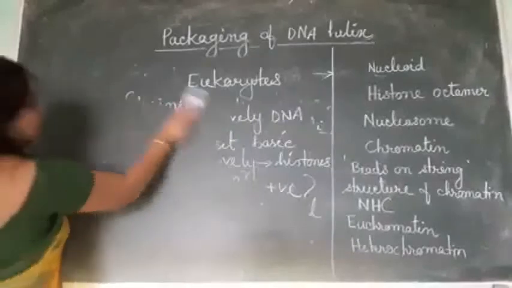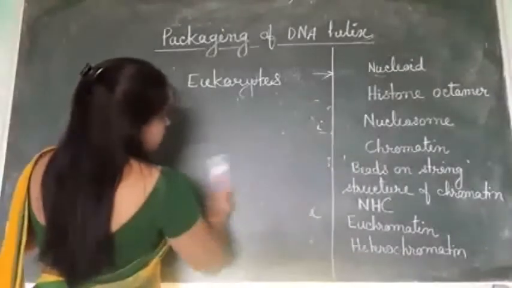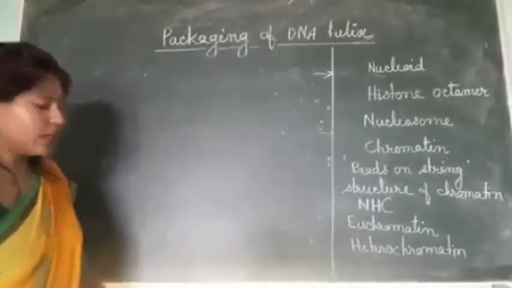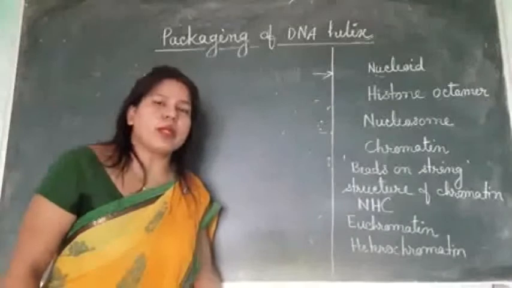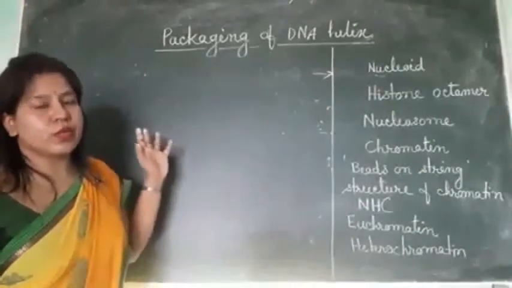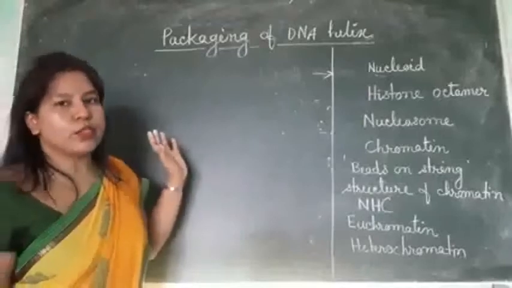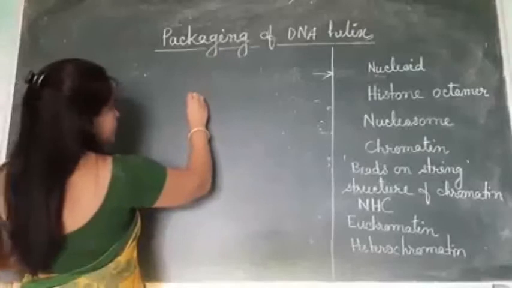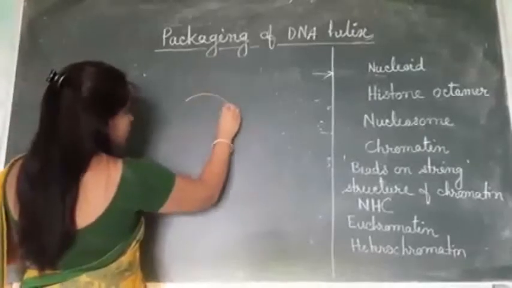Okay. So in eukaryotic cell, DNA is held with histone octamer. What is histone octamer? It is a set of positively charged basic protein unit made up of 8 molecules of histone protein. So let's draw the structure of histone octamer.